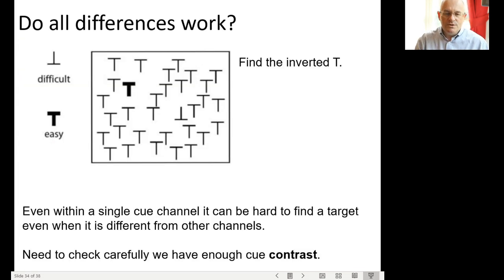Do all differences work? Well, here there is an inverted T. It's actually not as easy to find as the big bold T. So not all contrasts work equally well, and you need to check you've got enough cue contrast for something to stand out if you want it to pop out from the rest of a visualization.